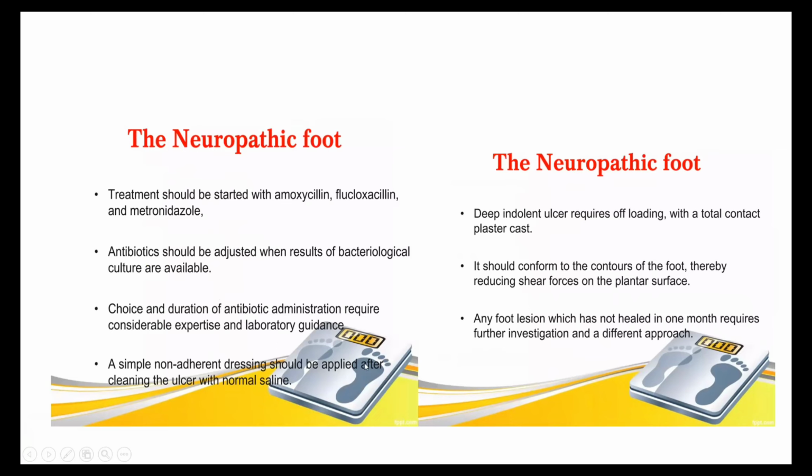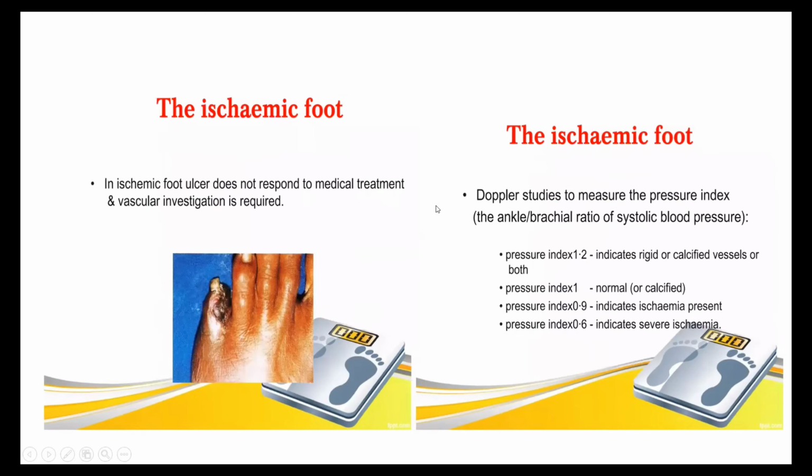Neuropathic foot deep indolent ulcer requires offloading with a total contact plaster cast, and it should conform to the contours of the foot, thereby reducing the shearing forces on the plantar surface. Any foot lesion which has not healed in 1 month requires further investigation and a different approach.